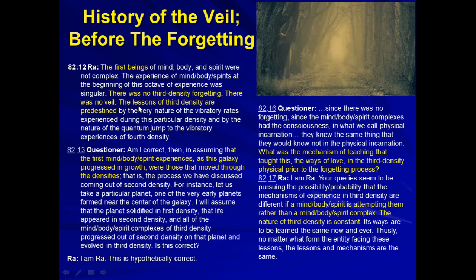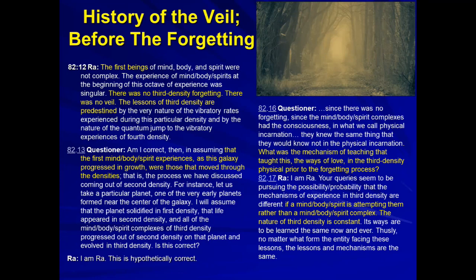The lessons of third density are predestined by the very nature of the vibratory rates experienced during this particular density, and by the nature of the quantum jump to the vibratory experience of fourth density. So the other thing implied there, and we'll get clarity on this later on, is there really wasn't a choice as much as there is now. Your life path was predestined, which is very interesting. So that's how it was originally laid out.